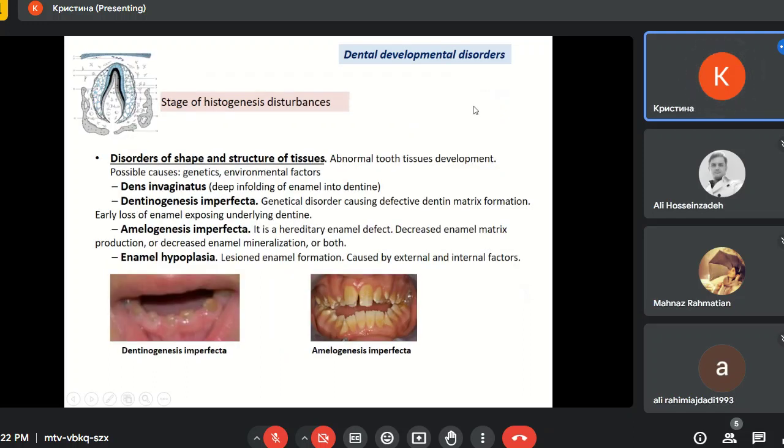If the disturbance happened in the stage of histogenesis, we will have the disorders of the shape and structure of the tissues of the tooth. For example, the non-normal development of the dentin, like dentinogenesis imperfecta here, or not good development of the enamel, like enamel hypoplasia or amelogenesis imperfecta.